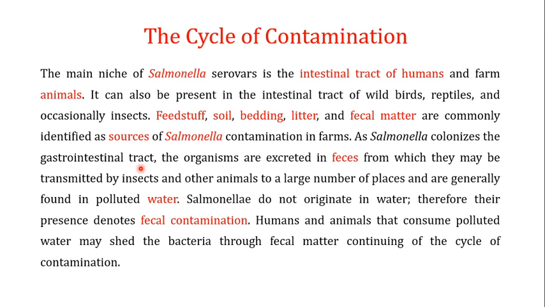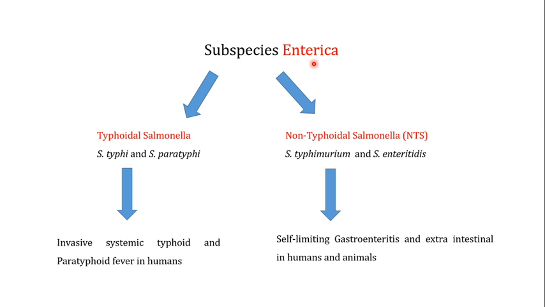Now, the cycle of contamination, I've told you that the main niche of Salmonella serovars is the intestinal tract of humans and farm animals, but it can also be present in the intestinal tract of wild birds, reptiles, and occasionally insects. And the route of transmission is fecal-oral transmission. Now, the subspecies enterica is further divided into the typhoidal Salmonella, and the examples are Salmonella typhi and Salmonella paratyphi, which cause typhoid and paratyphoid fever in humans.